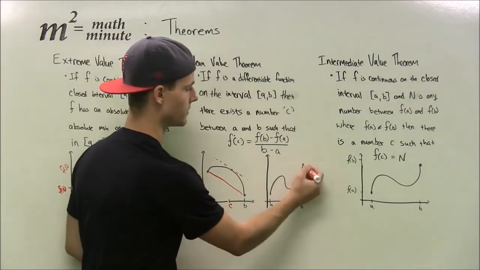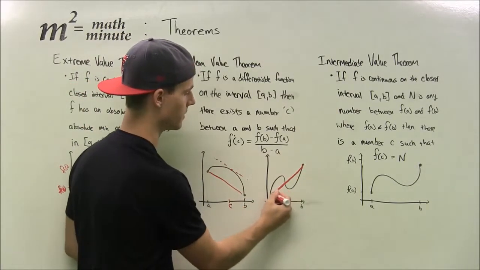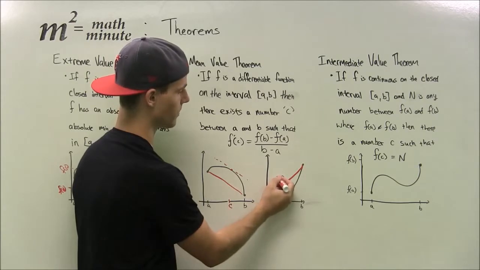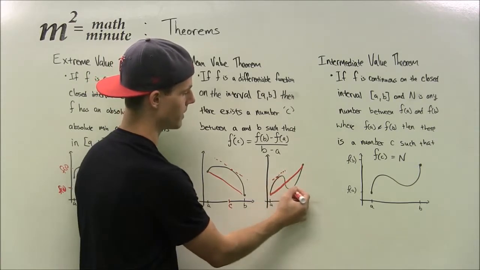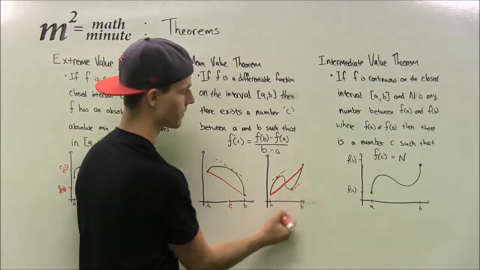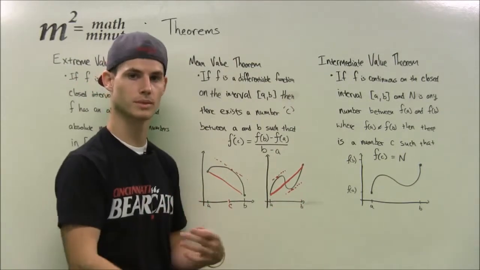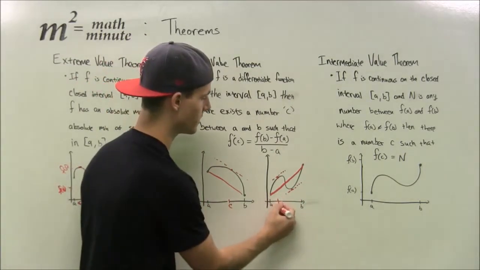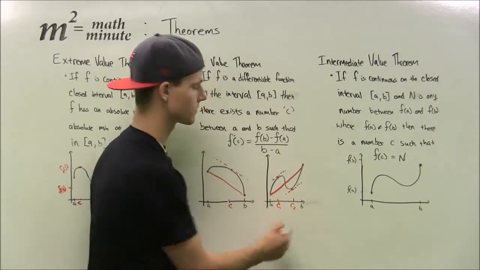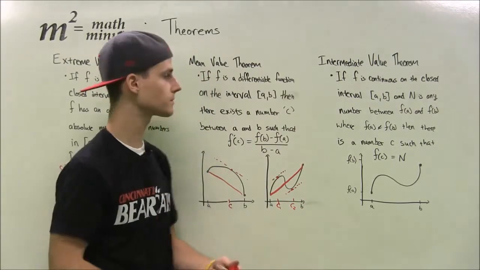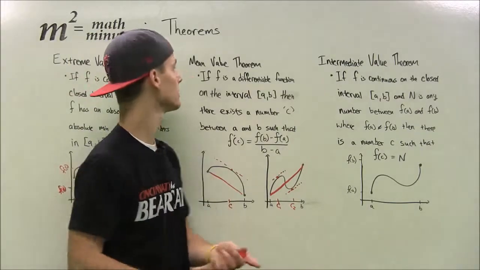In this case, you see the slope between these two endpoints is right here. So maybe at this point right there, and maybe at this point right here, there are two values of c that have the derivative equal to the slope between the two endpoints. That would be c1 and c2. So it can occur multiple times. That's the mean value theorem.